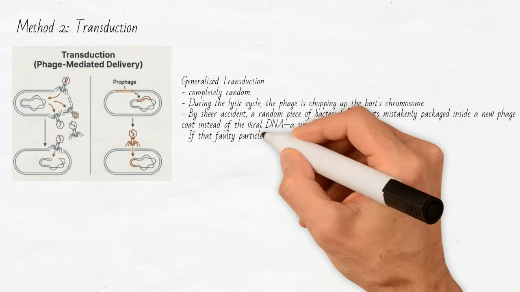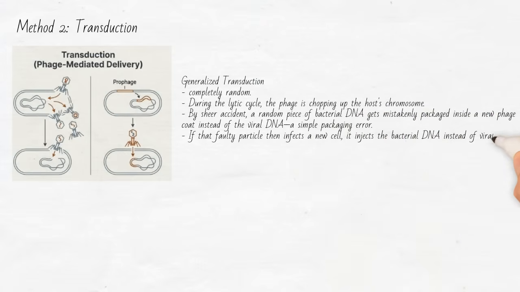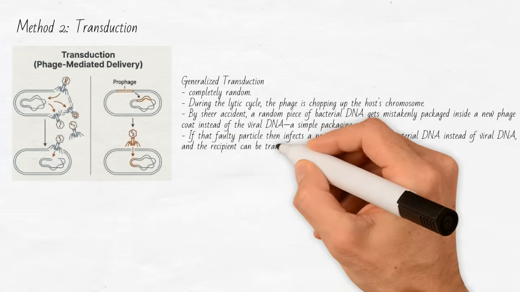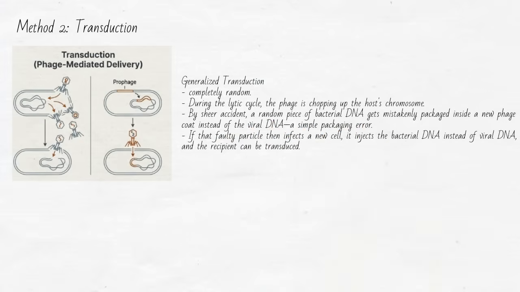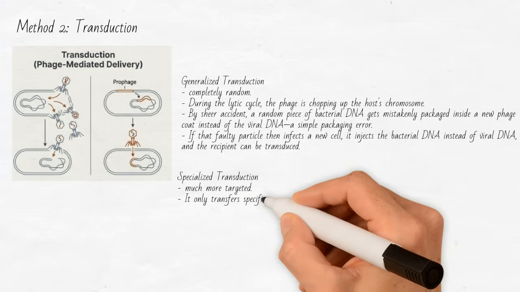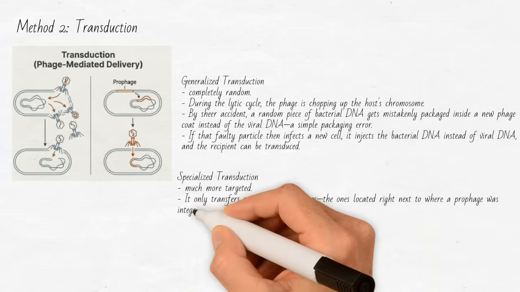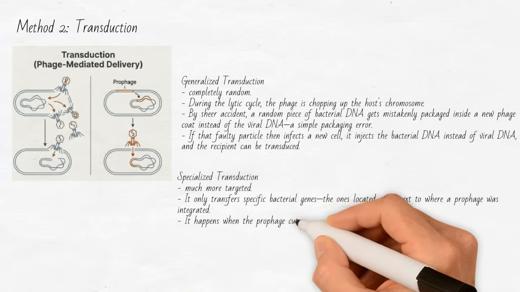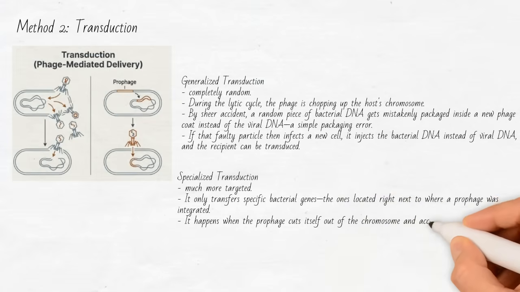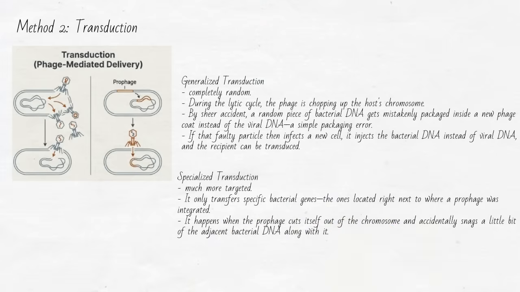If that faulty particle then infects a new cell, it injects the bacterial DNA instead of viral DNA, and the recipient can be transduced. The second flavor, specialized transduction, is much more targeted. It only transfers specific bacterial genes, the ones located right next to where a prophage was integrated. It happens when the prophage cuts itself out of the chromosome and accidentally snags a little bit of the adjacent bacterial DNA along with it.